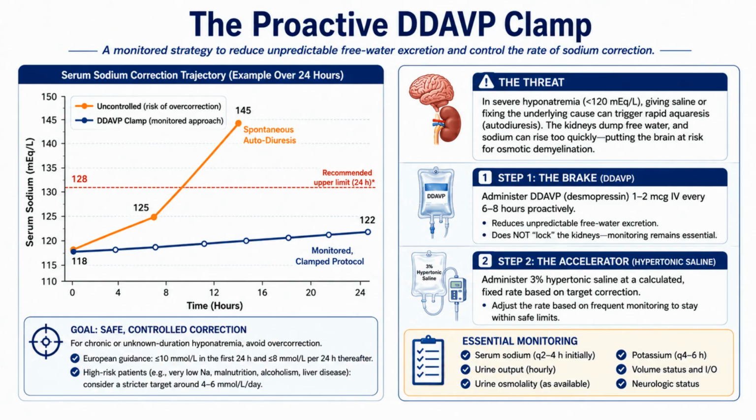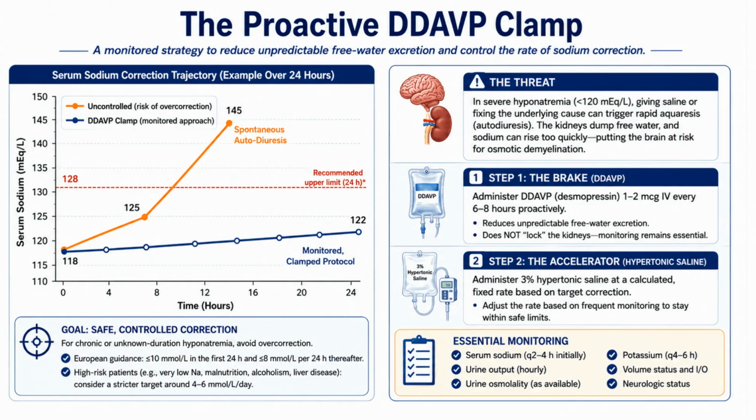The clamp uses desmopressin as the brake, often 1 to 2 micrograms intravenously every 6 to 8 hours in selected protocols, while hypertonic saline becomes the accelerator. Sodium is then raised deliberately toward a target. Monitoring is essential. Serum sodium every 2 to 4 hours initially, potassium, urine output, urine osmolality when available, volume status, and neurologic status. This is not locking the kidneys. It is controlling water excretion while correcting safely.